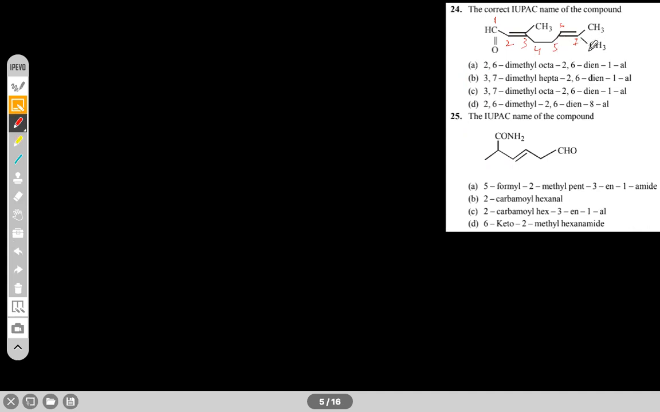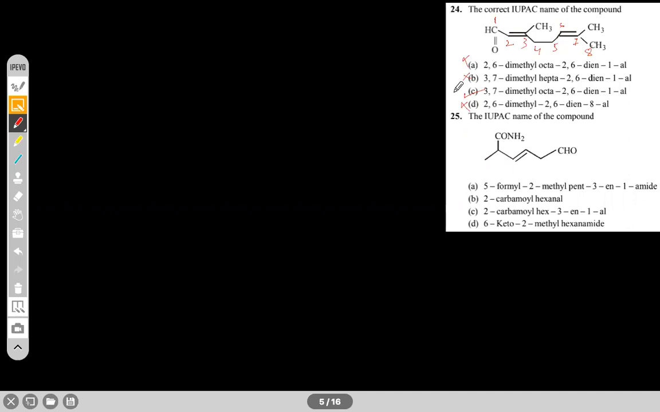You see 7 and 8. I missed this one. 8 means we have octa. So 3,7-dimethyl, right? Octa, at the second and 6th carbon we have double bonds. So octa-2,6-diene-1-al. This is right, this is wrong, this is wrong, and this is also wrong. Okay, so like this we do the nomenclature. So basically you have to keep those rules in mind, and accordingly you can do all these questions.